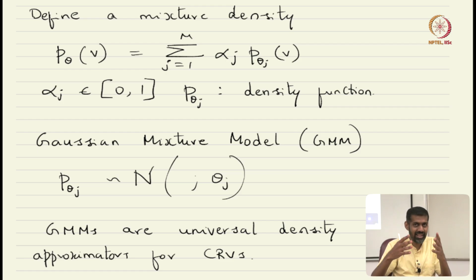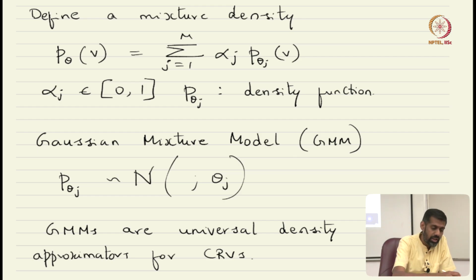Actually, theoretically it should have been: given a problem, resort to a Bayes classifier, fit a GMM, and then you are done. In fact, the first of your assignments will be this: you will be asked to code up EM. That is what we will do. Okay, so GMMs are universal density approximators, and that is why they are good models.